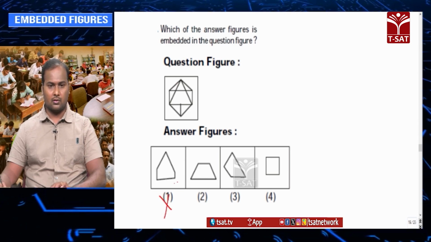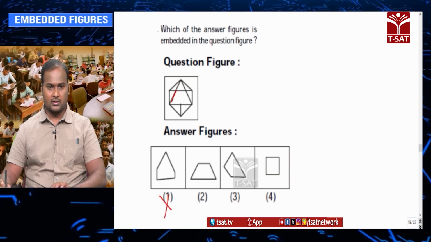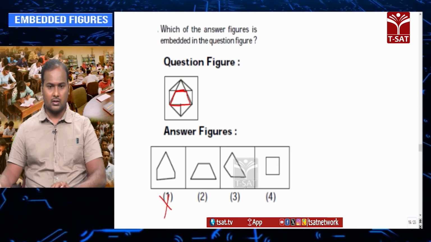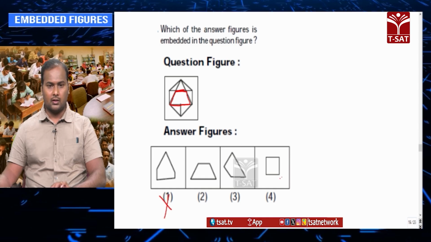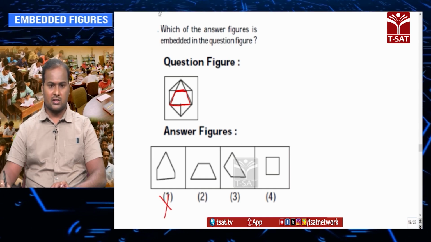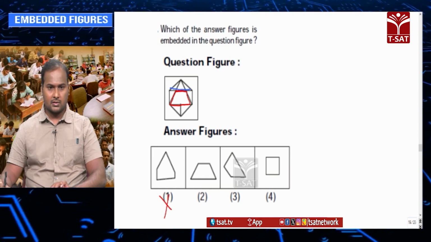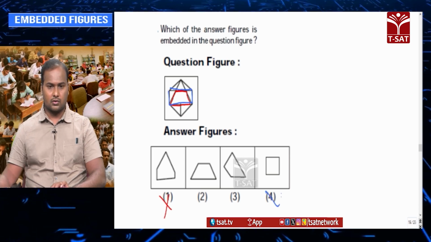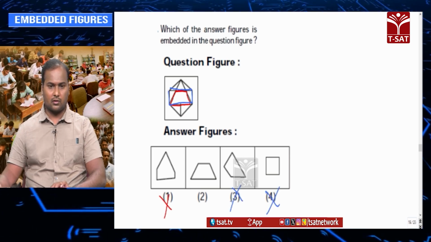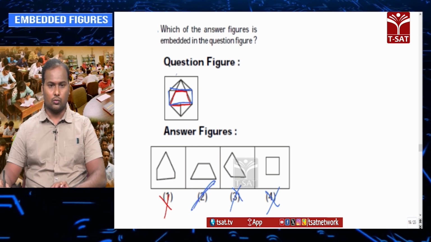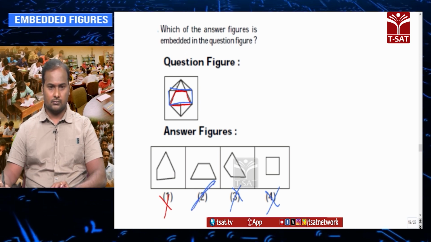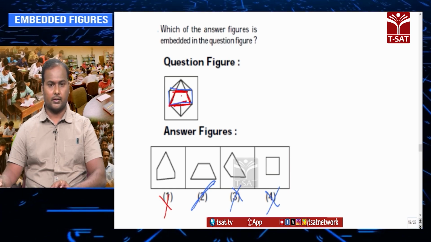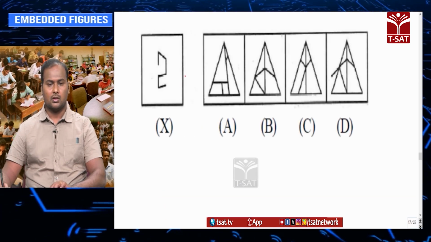Option 1 not possible, option 2 yes possible. You can see here this part is possible. 3 not possible. D appears possible, but it comes like a rectangle. This is a rectangle, but this is like a square. So this is also not possible, and 3 is also not possible. So directly the answer is 2, where you can see at the center in the form of a half triangle, this portion. This is the question figure.